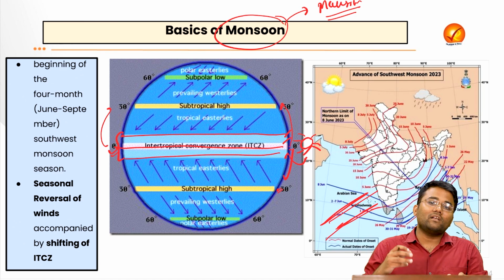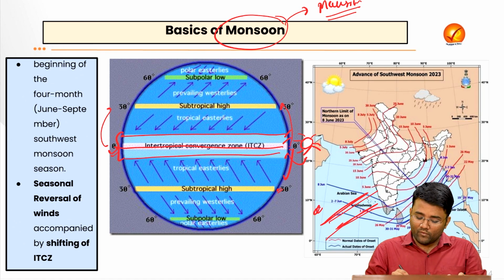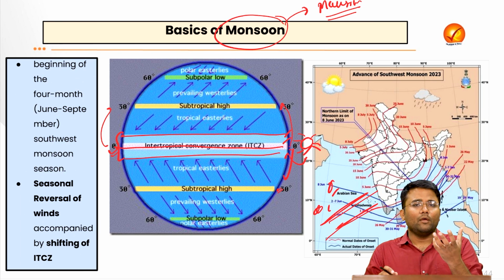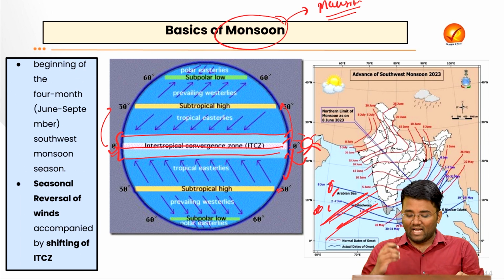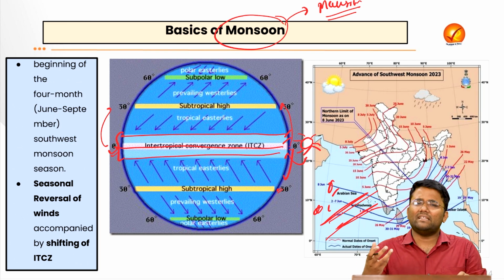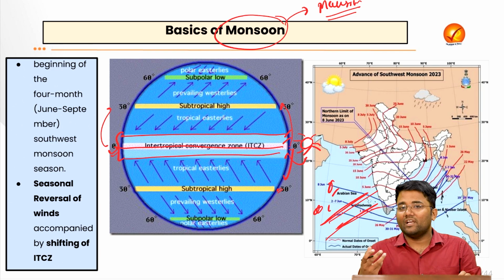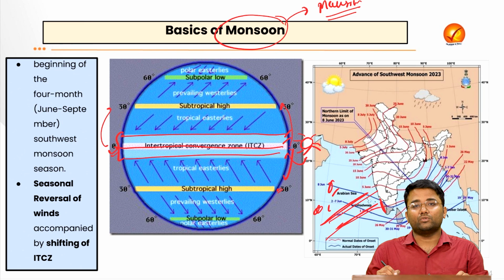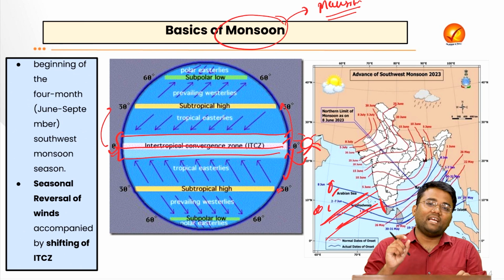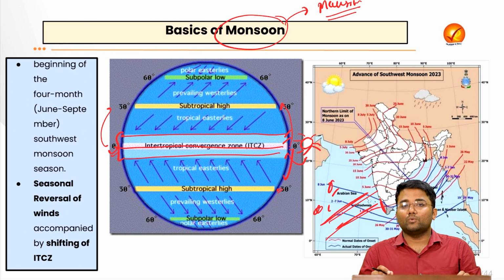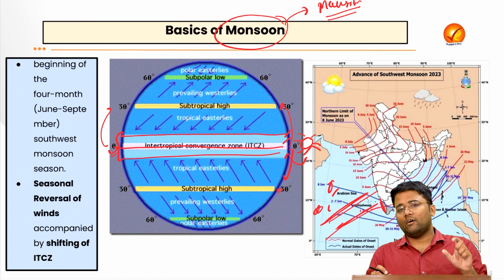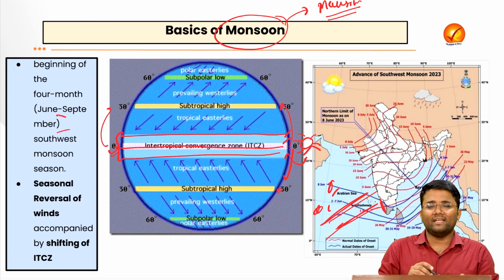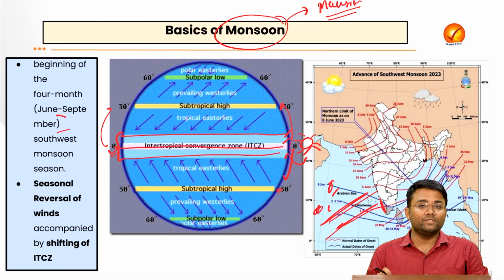And when these southwesterly winds come over the water bodies, they also take moisture. And when these moisture-laden winds reach the Indian subcontinent, because of the precipitation that happens, it leads to rainfall, and that is called the phenomenon of monsoonal rainfall. And when these southwesterly winds first strike the Kerala coast, that is the time when we say that the onset of monsoon has happened. And this 4-month period from June to September is generally called the southwest monsoon season.